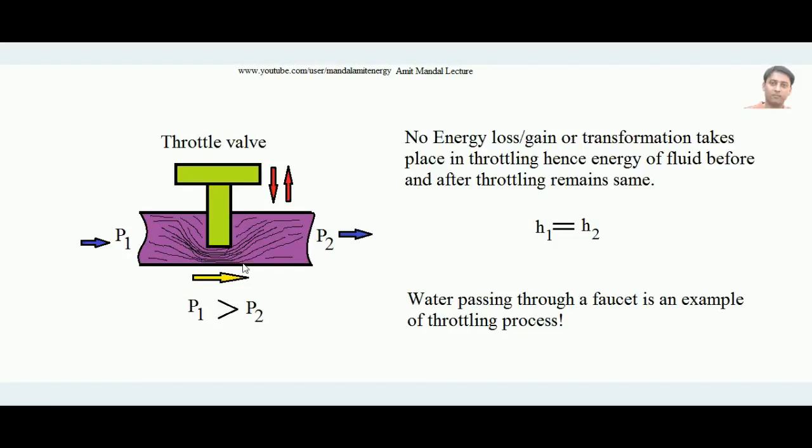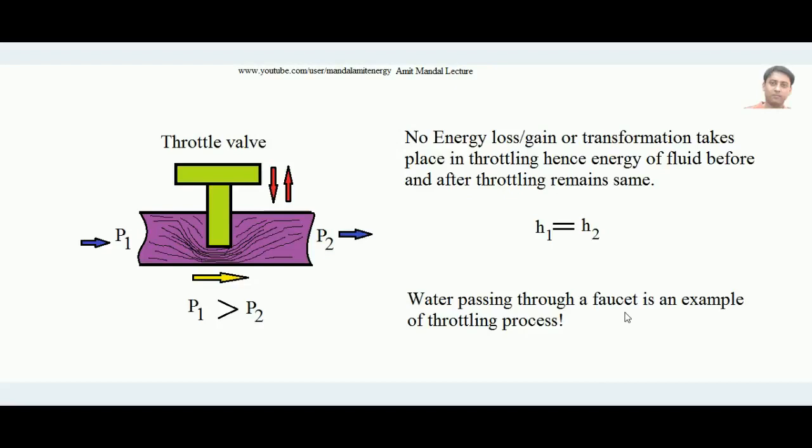We know that the energy content of a moving gas can be expressed in terms of the enthalpy content. So initially the enthalpy content is H1 and finally the enthalpy content is H2. Remember, in the case of the throttling process, the enthalpy of the gas at the inlet of the throttling process is exactly equal to the enthalpy of the gas at the exit of the throttling process. If at the inlet of this throttle valve the enthalpy is H1 and at the exit the enthalpy is H2, then H1 is exactly equal to H2.